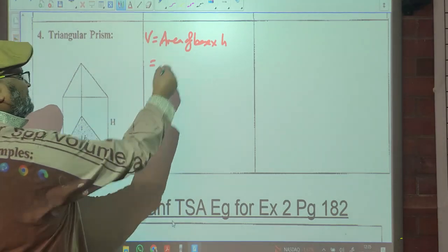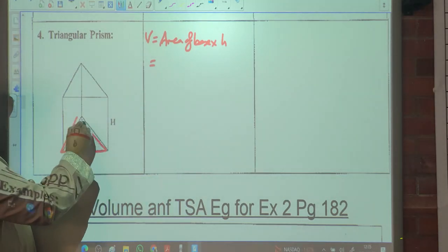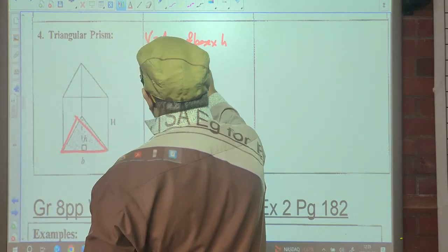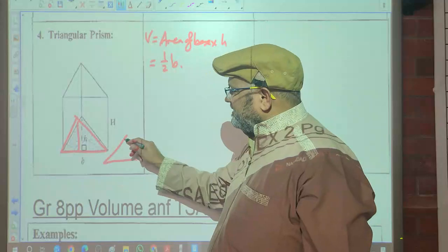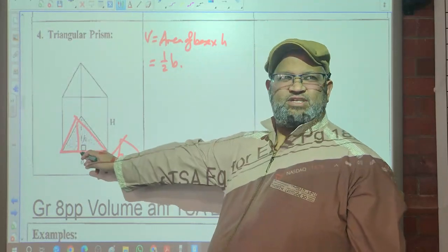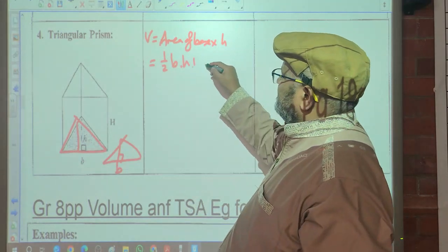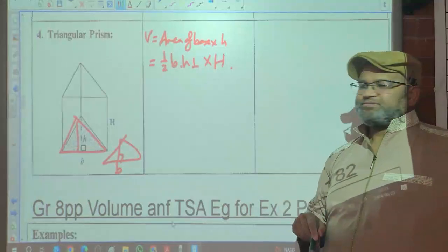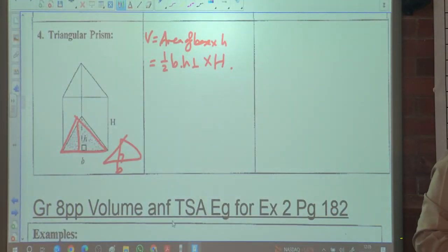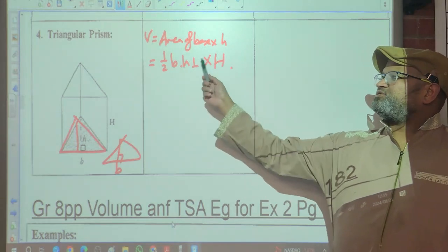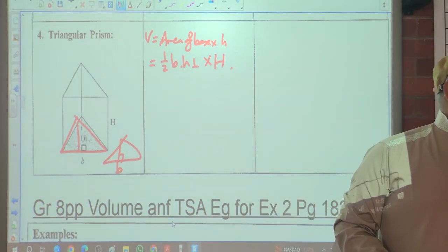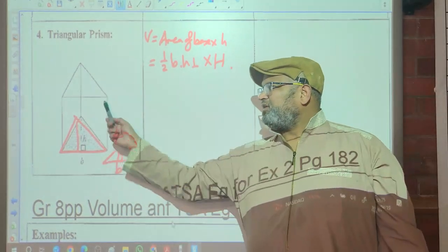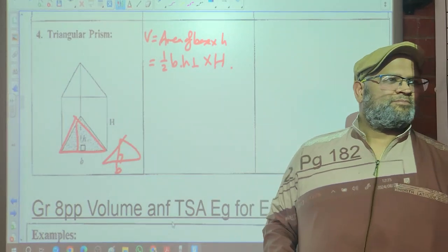So what type of shape is this base? Triangular base. How do you calculate the area of a triangle? Half base times perpendicular height. For the triangle, that was your base and there is your perpendicular height, as you can see here. Times the height of this object, which is capital H. I'm not going to put small h again. Why? Because if I put another small h here, that means those two lengths are equal, which is not true. This is the height of the triangle and this is the height of the object, the depth of the object. You guys understand?